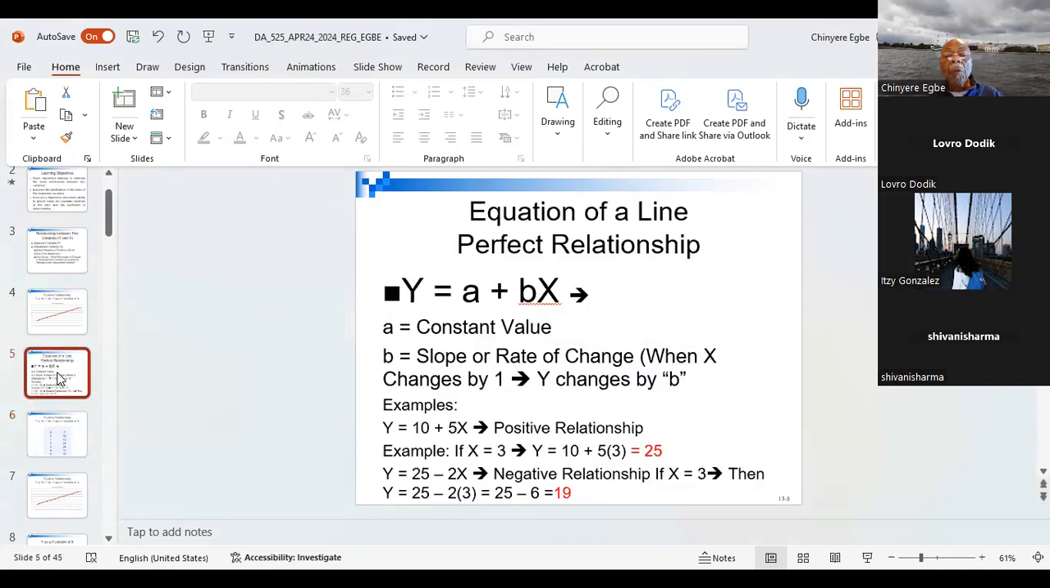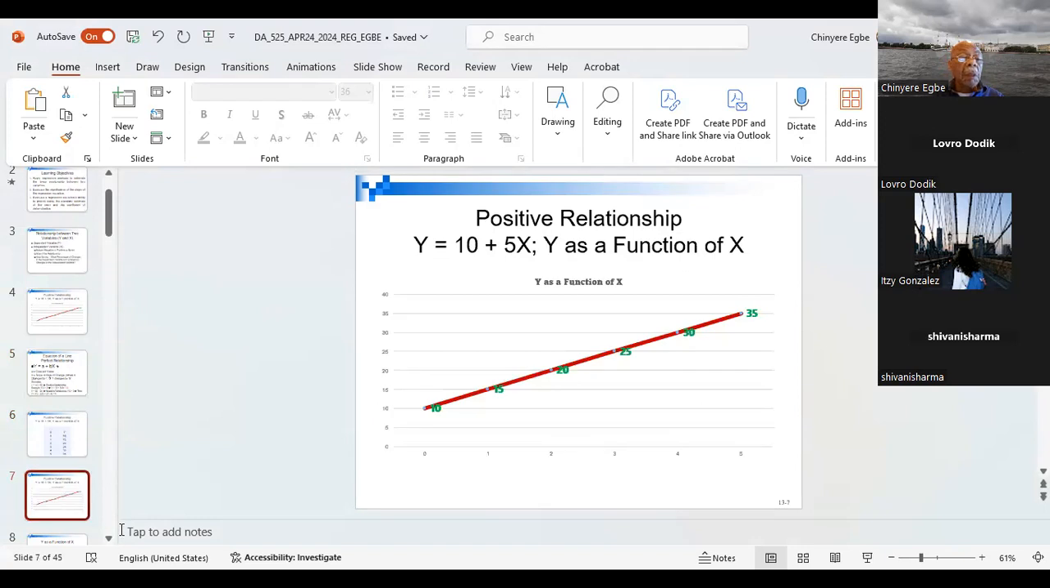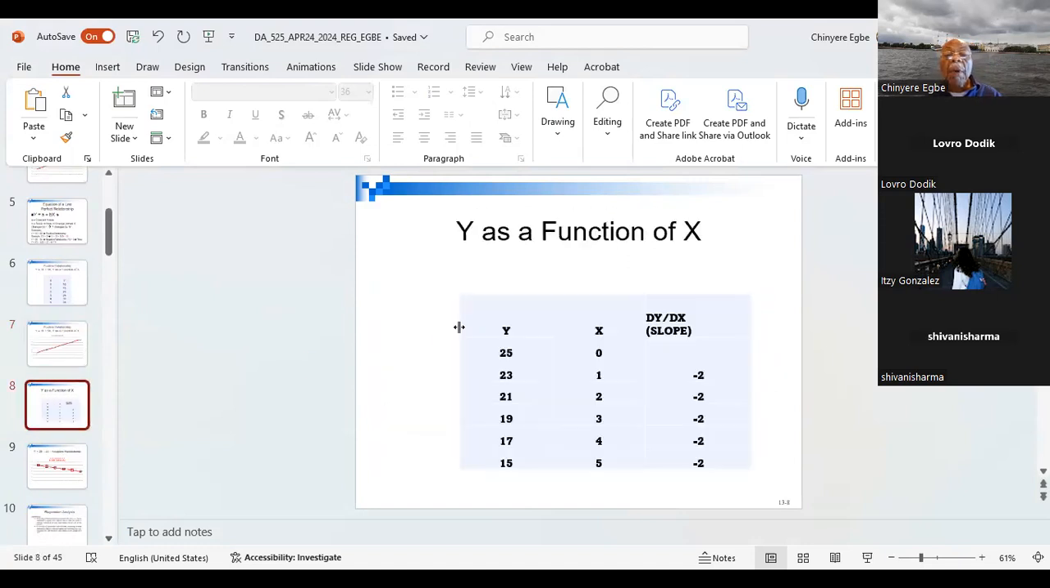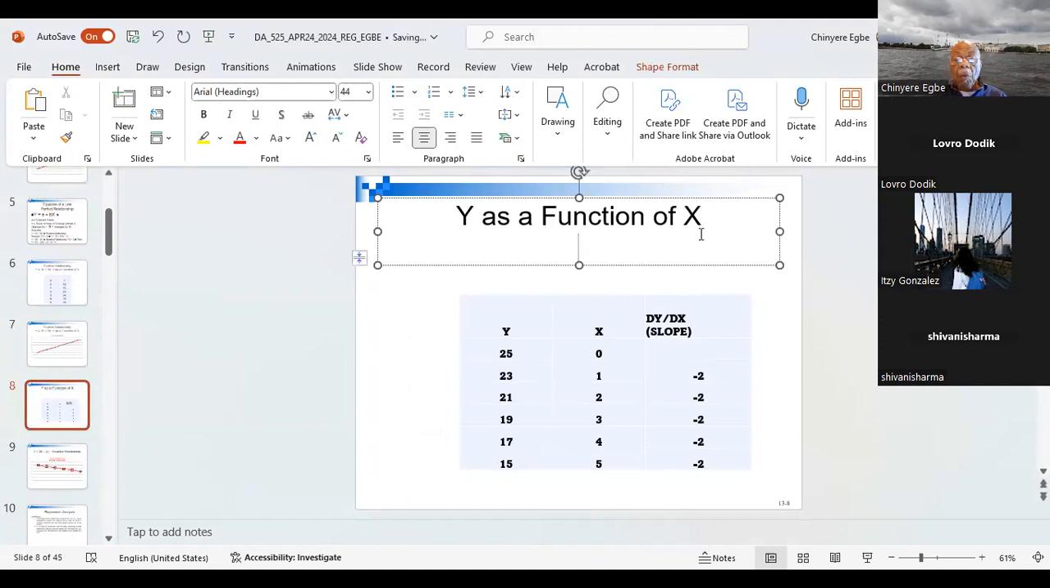Now, we can look at a different model, okay? Now, this is a model of a negative relationship, where Y is equal to 25 minus 2x, okay? Again, here we have a negative relationship because the rate of change is negative, minus 2, okay? dy dx is minus 2.